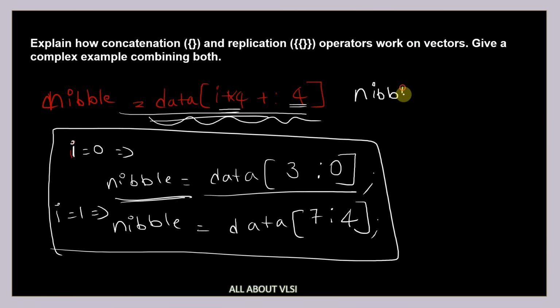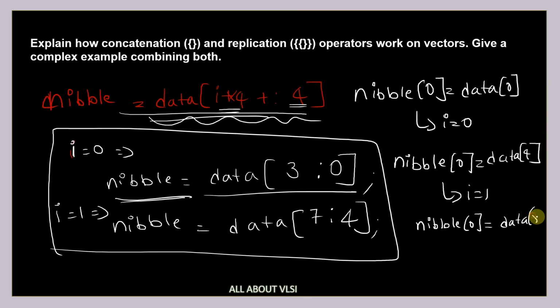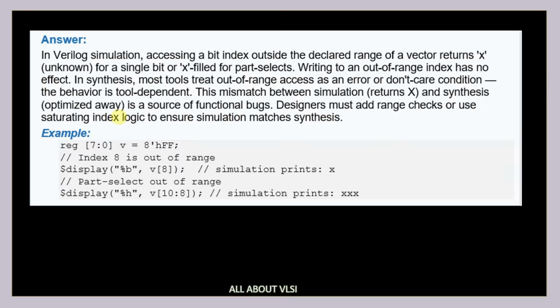Here, if we carefully observe, nibble of 0 is equal to data of 0 when your I is equal to 0, and nibble of 0 is equal to data of 4 when your I is equal to 1, and nibble of 0 is equal to data of 8 when your I is equal to 2. So here I have taken a 4 cross 1 multiplexer, and this is nibble of 0 depending upon the value of I. What is the width of this I?